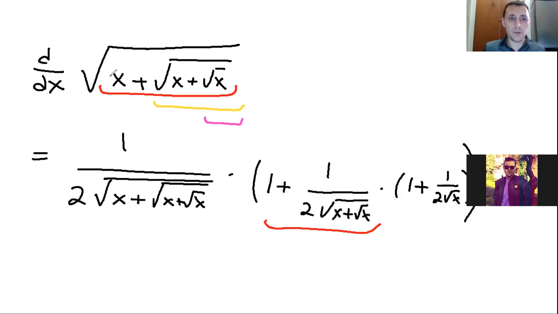Okay, I just have to be very careful. I take the derivative of this expression times the derivative of what's inside. Now what's inside is 1 plus the derivative of this root, which is 1 over 2 root x plus root x. And then I need to take this function and take its derivative, which is what I see over here.